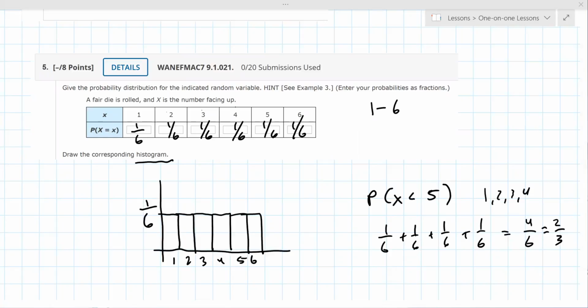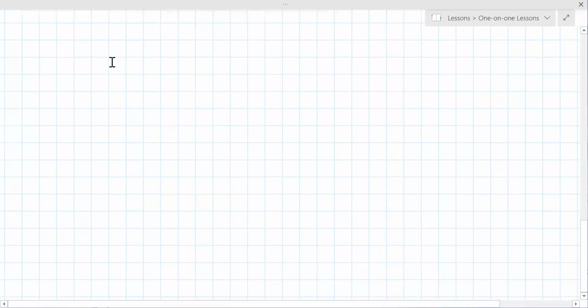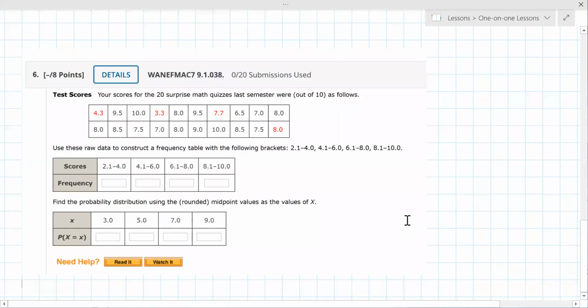All right. Next question here, number 6. Your scores for the 20 surprise math quizzes last semester out of 10 were as follows. So they're giving you your data up here, and then they want you to group them. For the scores from 2.1 to 4.0, you're supposed to figure out how many there are. It would be really neat if you could order these, because then it'll be a lot easier to count them. I'm pretty sure I'm going to not count correctly, but I'll try here.